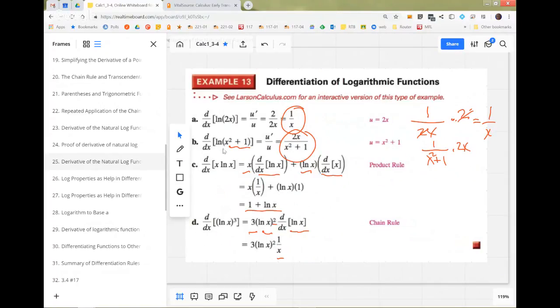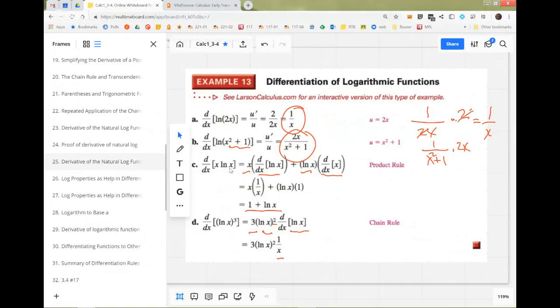Look at b, the natural log of x squared plus 1. Start off by putting 1 over that thing, 1 over x squared plus 1. Chain rule, the derivative of x squared plus 1 is 2x. Okay, that one I can't cancel on. And the answer we just write is 2x over x squared plus 1, like it shows over here on the left.